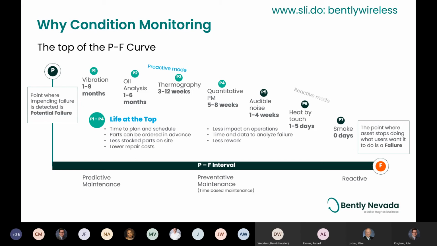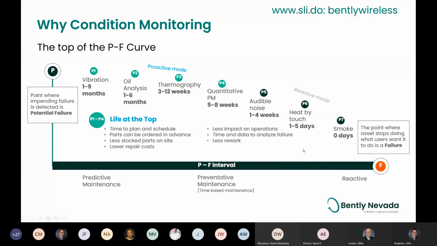Likewise, there's less impact on operations because, again, you can schedule it. And maybe there's other machines that need to come down at the same time and so forth. So you can make it easy on operations. And then you have time and data to analyze the failure, so you can mitigate it so it doesn't happen again, hopefully. And then less rework because you're not following that hurry and fix it fast mentality. So that's the P to F curve.